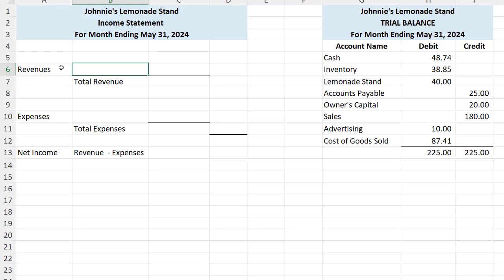Because the income statement gets its information from the trial balance, I will place it next to the income statement. In the income statement, the revenue is listed first. Looking at the trial balance, Johnny's only revenue came from his lemonade sales. I will enter the $180 for both the lemonade sales and the total revenue.